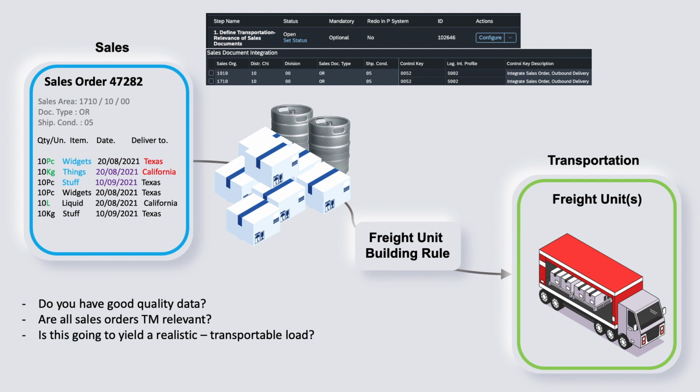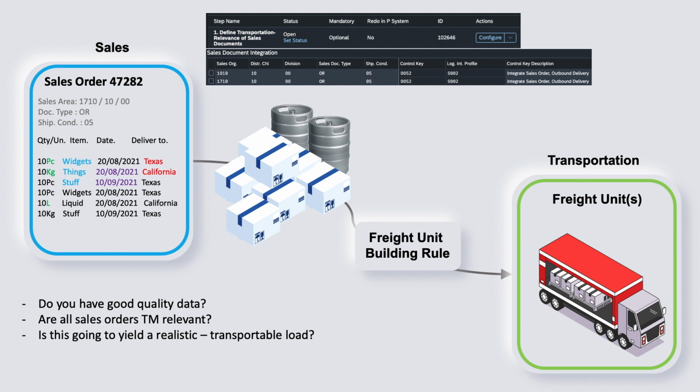Now, the output of those 5 input parameters are the control key and the logistics integration profile. The control key 0052, which is not something that you can customize, is essentially that indicator, that signal to the system to say, yes, this sales order is to be planned in TM. So if you want that combination to be planned in TM, you need to indicate the control key 0052.